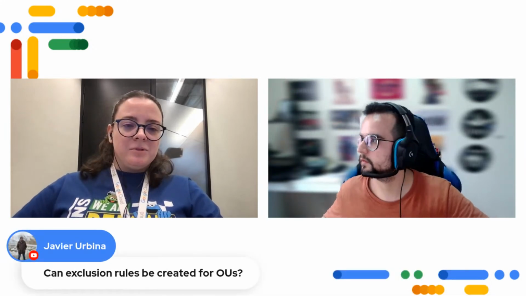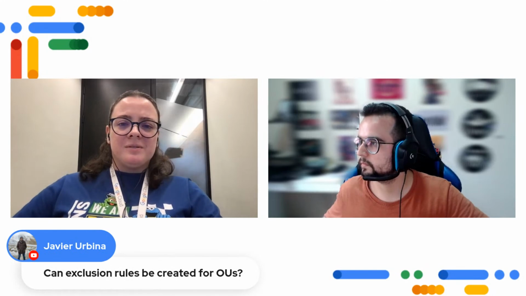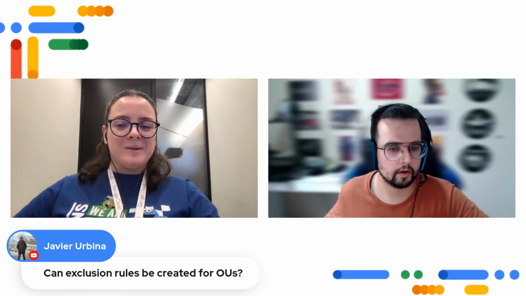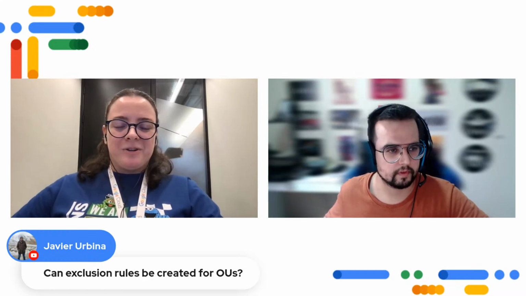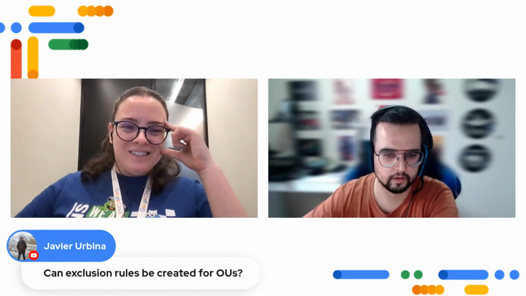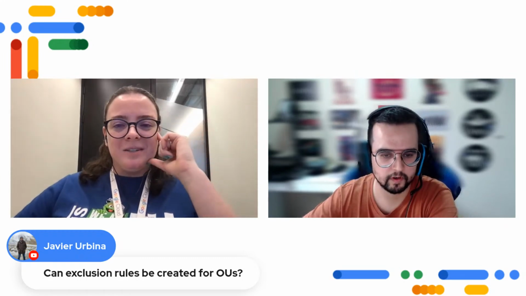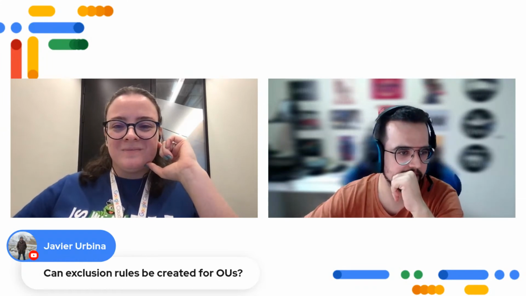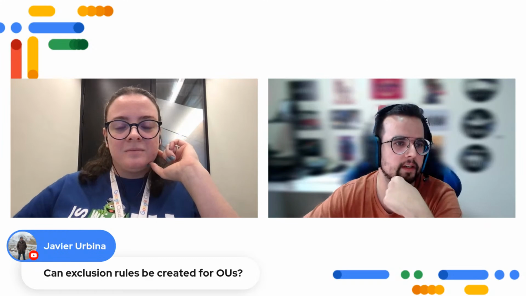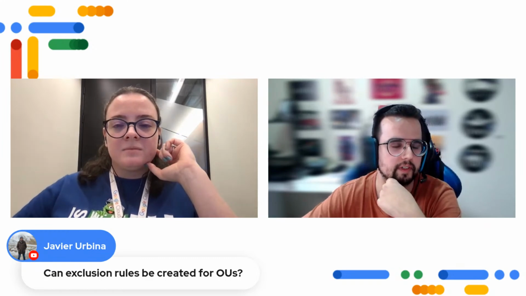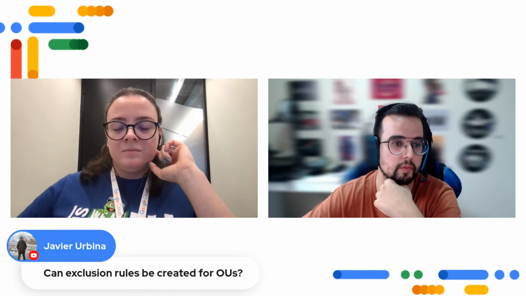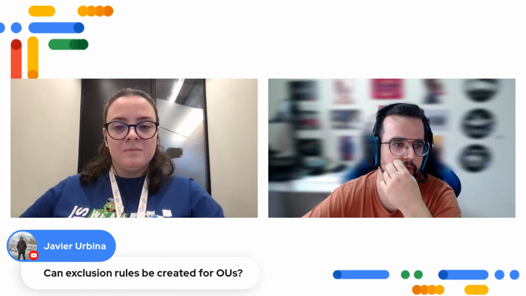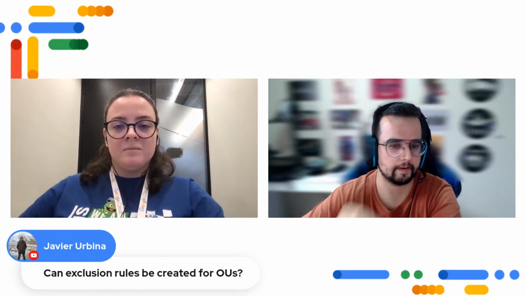So can exclusion rules be created for OUs? Do you know this, Pedro? I'm not sure. I don't think so. I think we only have it for all users. Do you know this answer? Yeah, I was replying here in the chat. So far, Javier, we don't have this capability yet, and we also don't have visibility on the roadmap. Talking about directory sync, right? Because in GCDS, yes, we can create these exclusion rules.